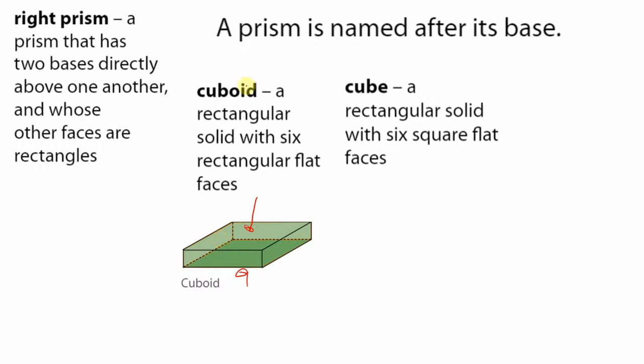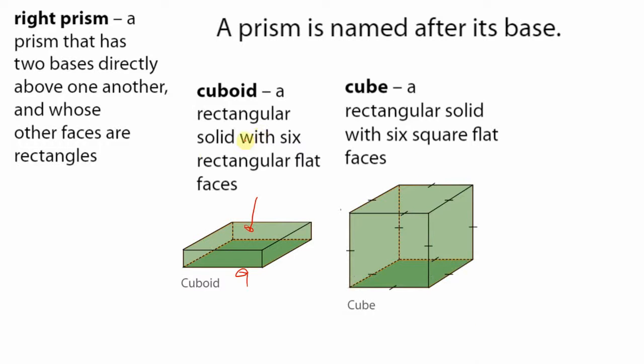A cube is a rectangular solid with 6 square flat faces. Now all of the faces are squares, so you can see all the sides have the same length. So if all the faces are squares, we refer to it as a cube.